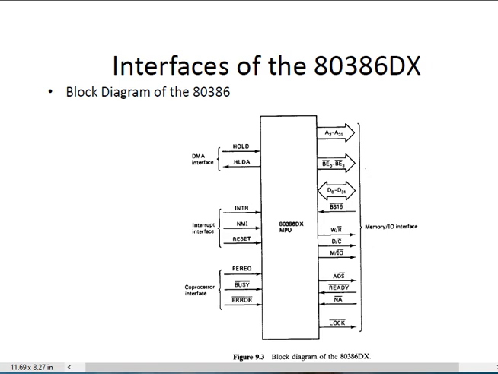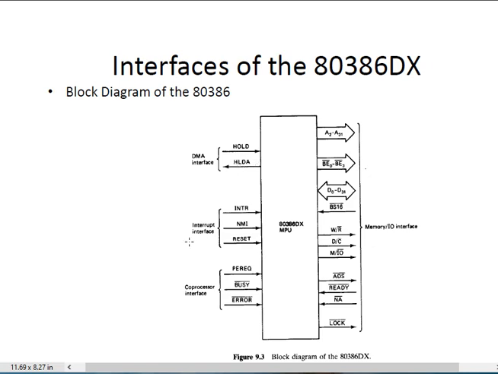Students, today we are going to study the bus interfaces of the 80386 microprocessor. Here is the block diagram of the 80386. Here is the DMA interface. The DMA interface has two lines.